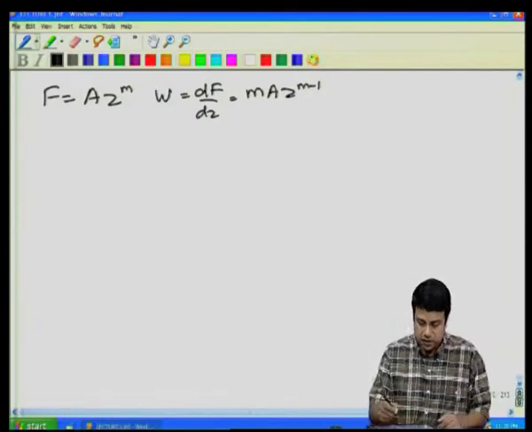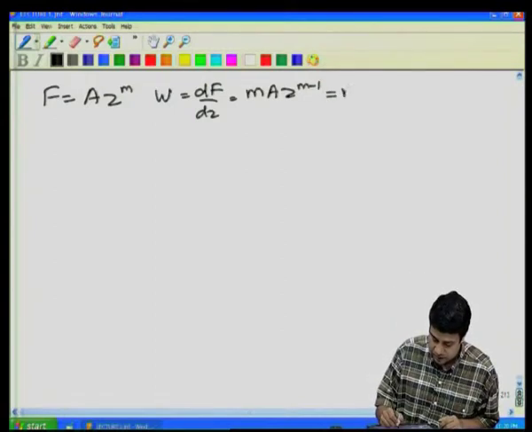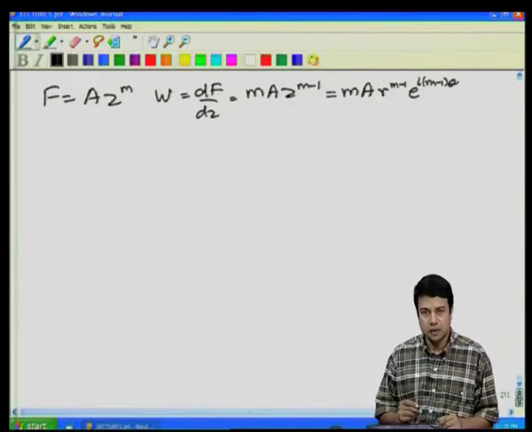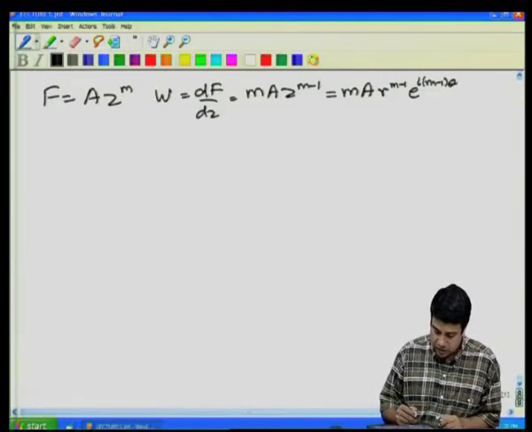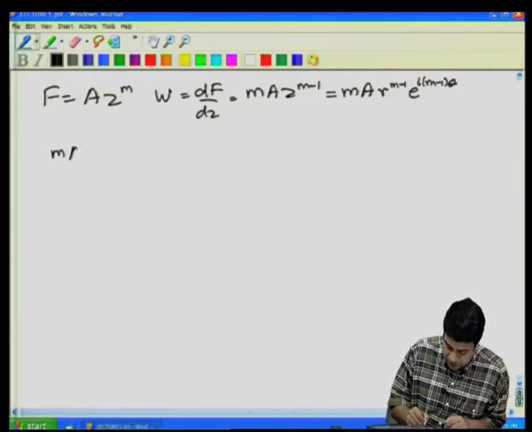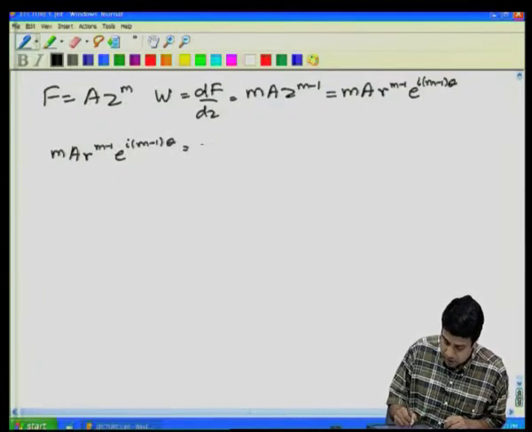I can write this in the polar coordinate system as m a r power m minus 1 e power i into m minus 1 theta. This complex velocity is equal to u r minus i u theta e power minus i theta. So, therefore, I have m a r power m minus 1 e power i into m minus 1 theta is equal to u r minus i u theta e power minus i theta.